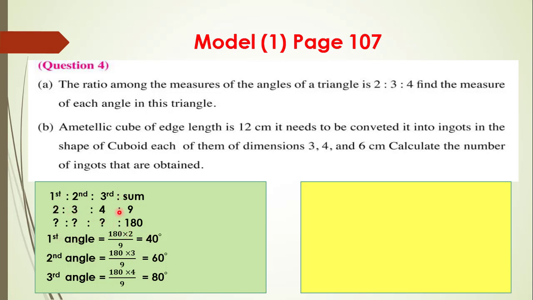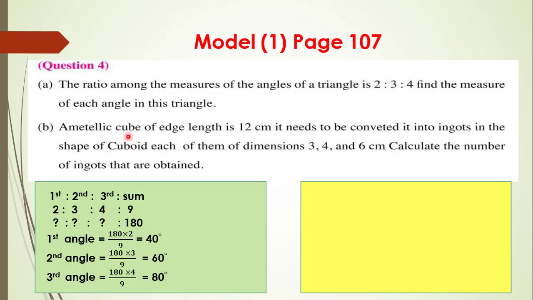The first one, 180 times 2 over 9. The second one, 180 times 3 over 9, and the last one 180 times 4 over 9. The result will be 40 for the first one, the second 60 degrees, and the third one is 80 degrees. Okay, if you want to check, add the three angles together, the result will be 180. We have 40 plus 60, 100, and we have 80 here, so 180.